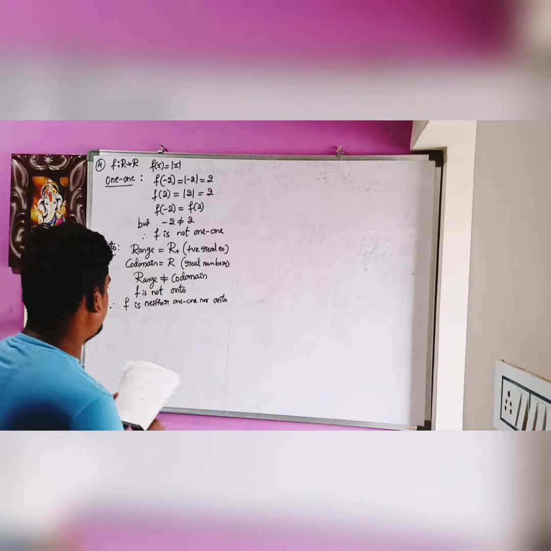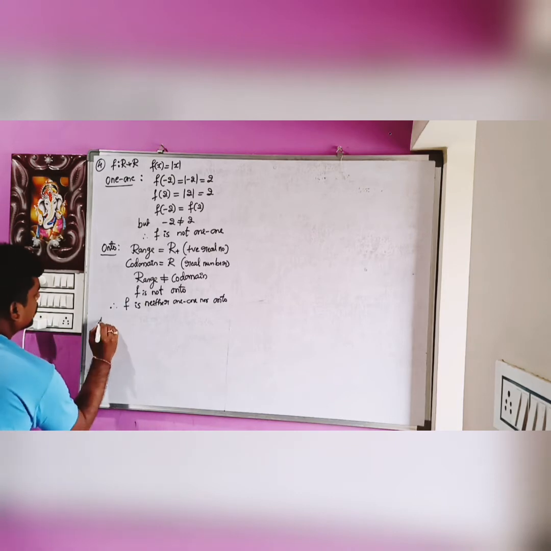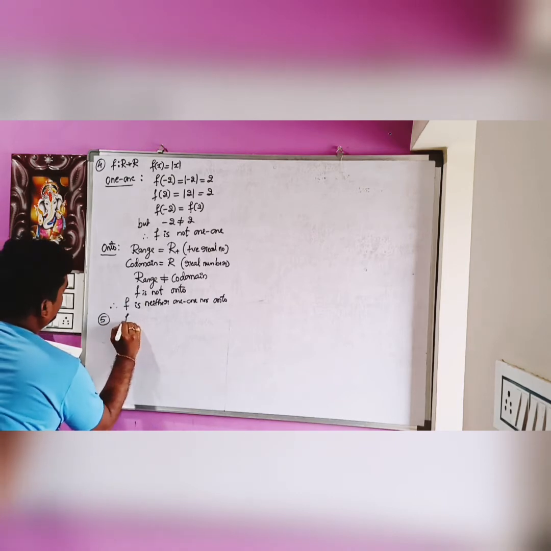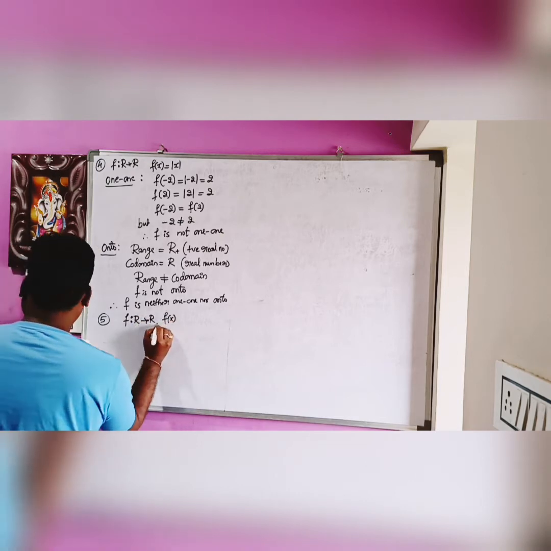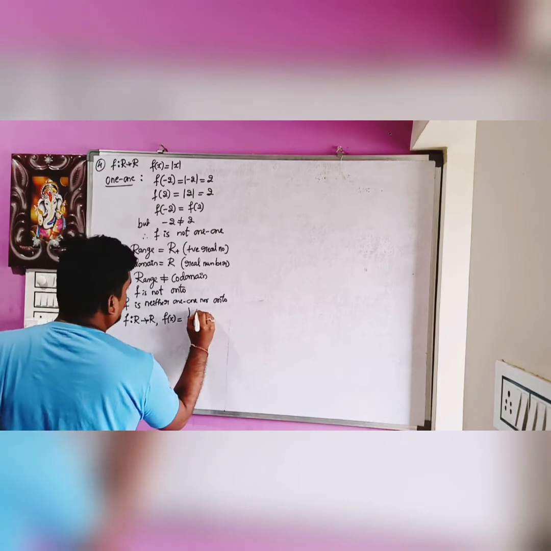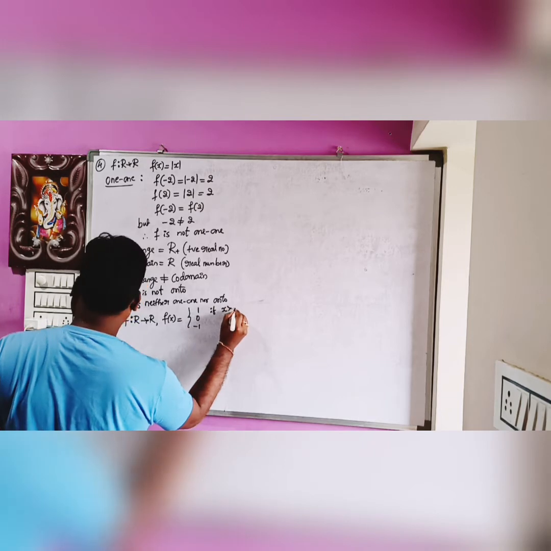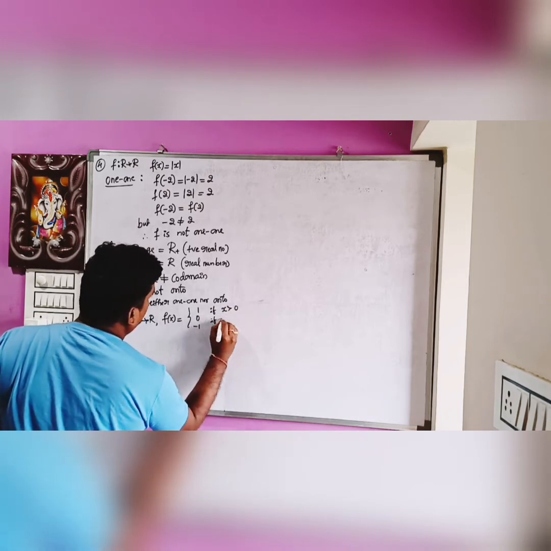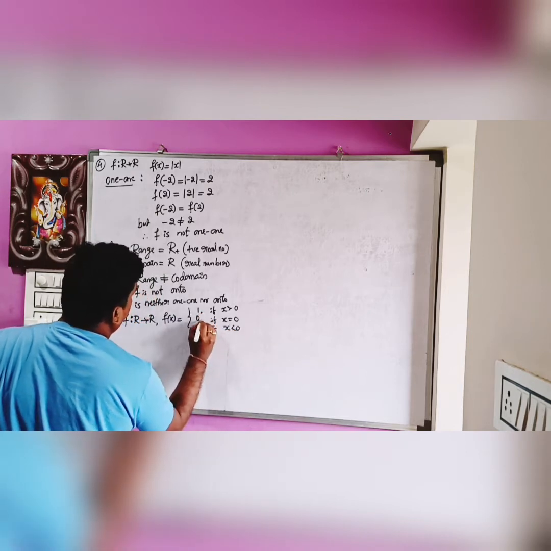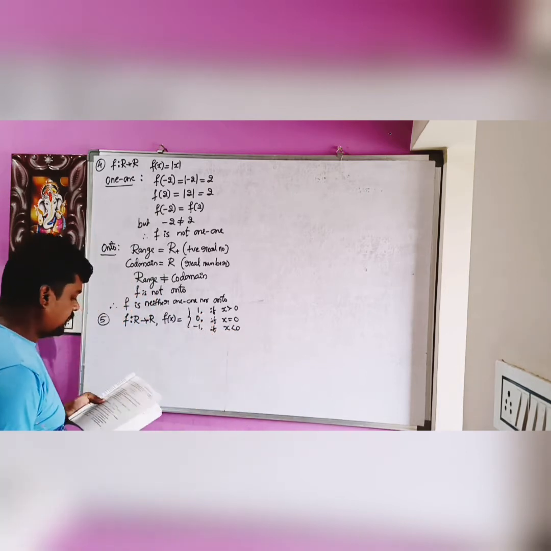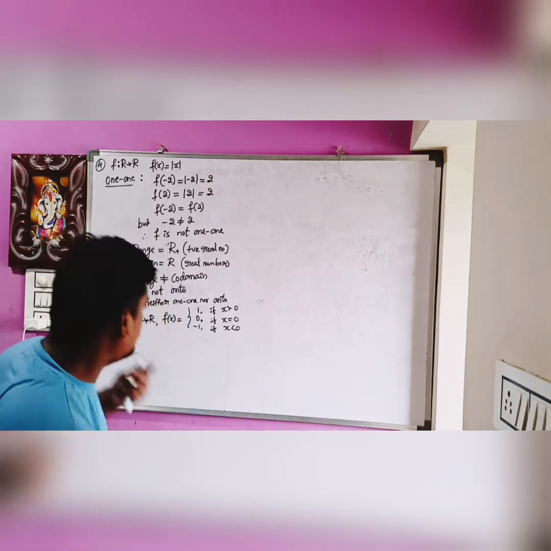Next, question number 5. Signum function. F is from R to R and is defined as f of x is equal to 1, 0, minus 1, if x is greater than 0, if x equals 0, if x is less than 0. It is neither 1-1 nor onto. We have to prove that it is neither 1-1 nor onto.